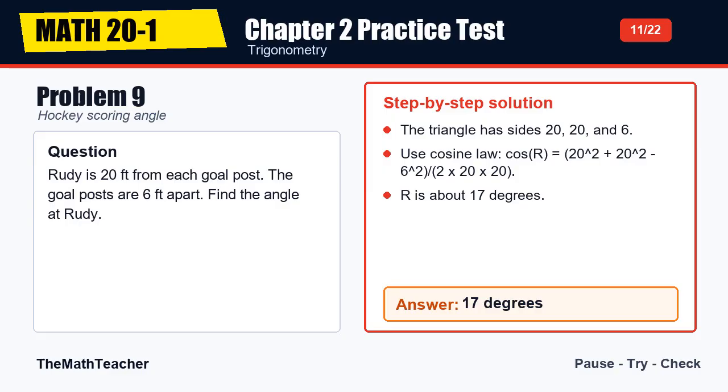Use the cosine law to find the angle at Rudy. Cosine R equals 20 squared plus 20 squared minus 6 squared over 2 times 20 times 20. This gives R about 17 degrees.